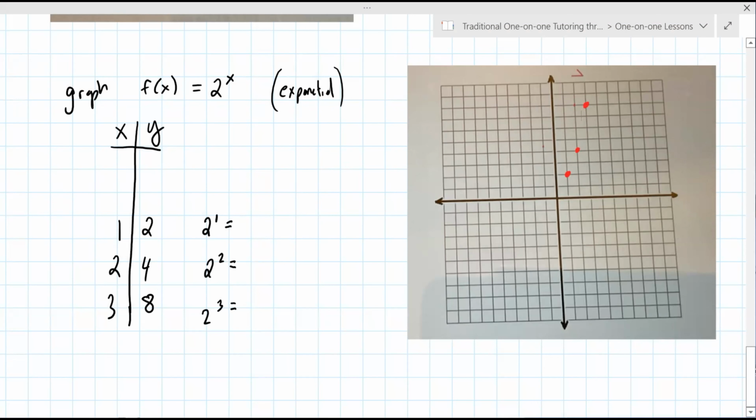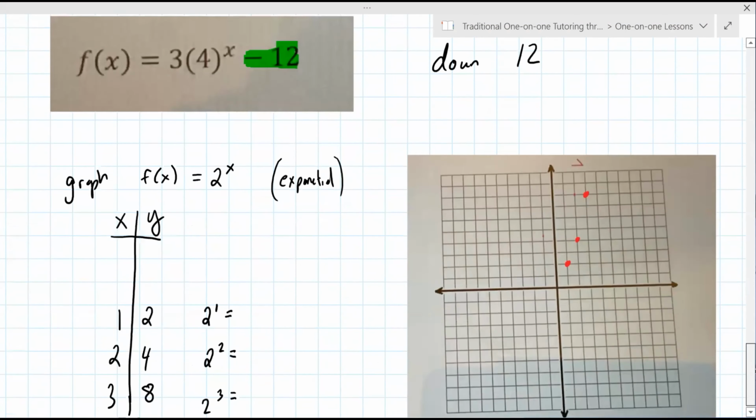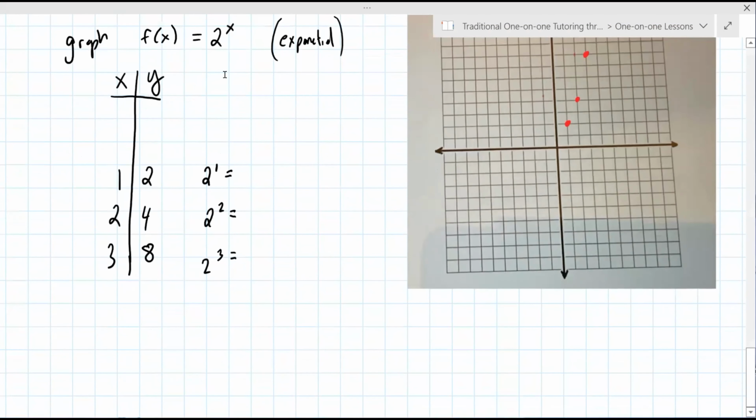And you probably saw that. Let me just scroll back up here on the graph. These are not straight lines. They're smooth, they're curves, and they go up pretty quickly. All right, now we need a few more points to graph this.